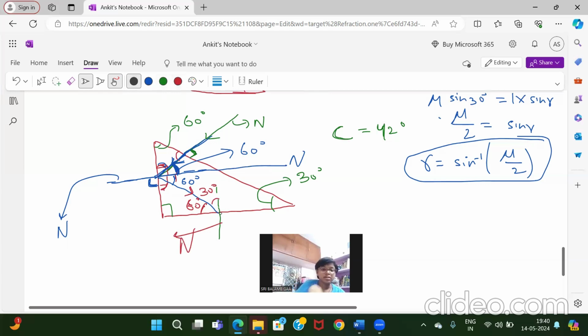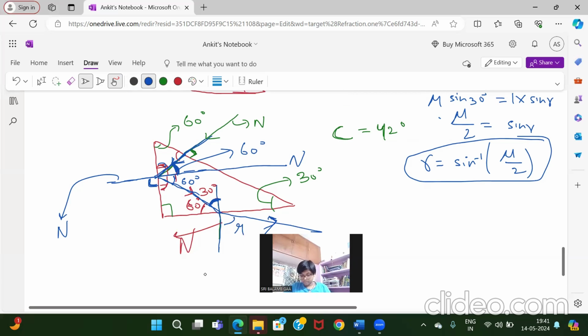60. Tell me, what is the angle between incident ray and the normal? 30 degrees. See, this is the incident ray that is striking the surface, and this is the normal. Clear? What is the angle? 30 degrees. Is this 30 more than the critical angle or less than the critical angle? Less than the critical angle. Then there is no TIR. It is going like this. Understood?